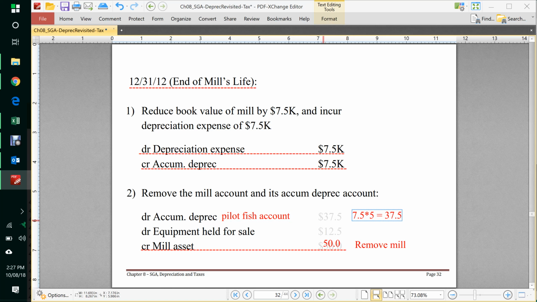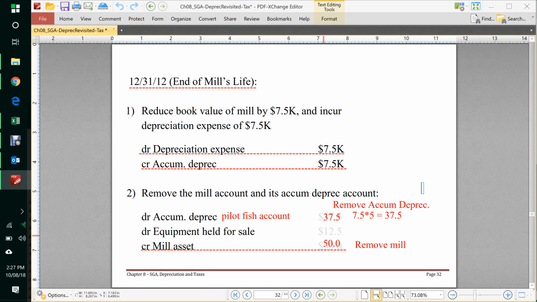Okay, and that's 37.5. All right, so that removes also this. Okay, so remember the rule: when the shark goes, here's the shark, the mill, the shark, the pilot fish goes with it. So they both go down to 0. Okay, and do debits equal credits? No. Okay, so what happened?